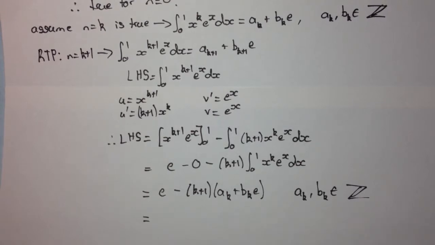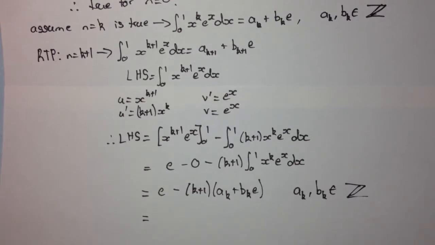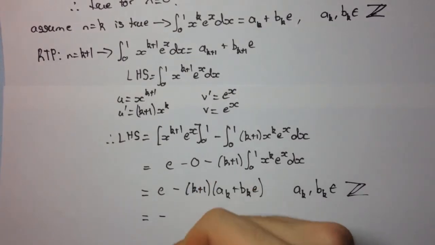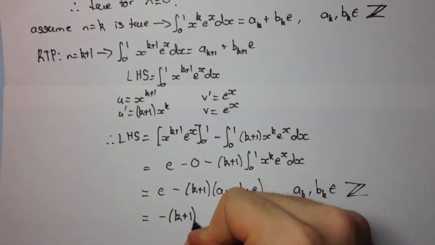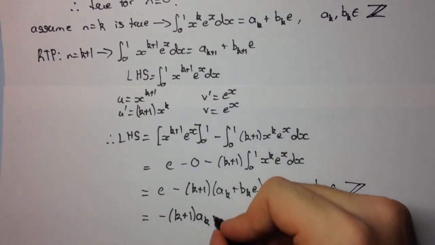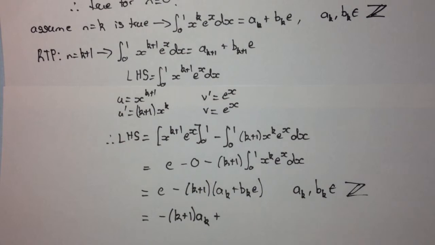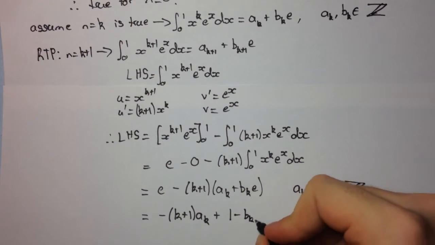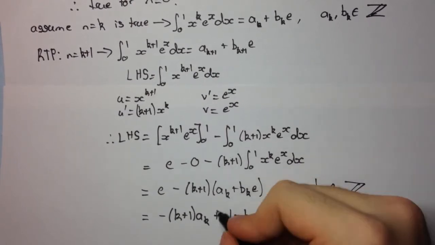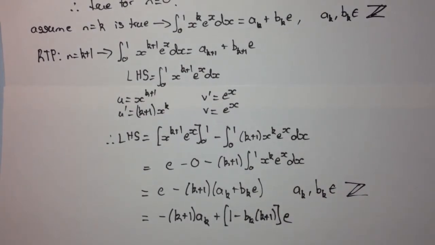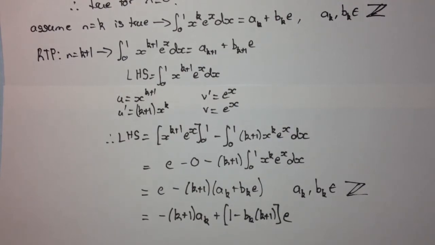Okay, now let's write it by grouping the e's together and the non-e's together. So when we have the non-e parts, this is what we're going to get. And our e parts are going to be plus, let's see, 1 minus b sub k times k plus 1 times e. So you can just check that by yourself. But what we're doing is we're collecting all the terms with e and all the terms without e.